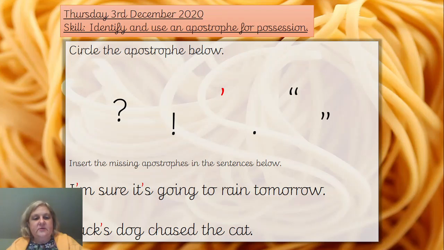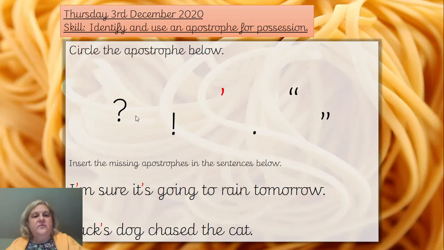And this second sentence is Jack's dog. The dog, this is definitely for possession. Jack's dog, the dog that belongs to Jack, and there's the apostrophe showing that. Jack's dog, the dog that belongs to Jack, chased the cat.